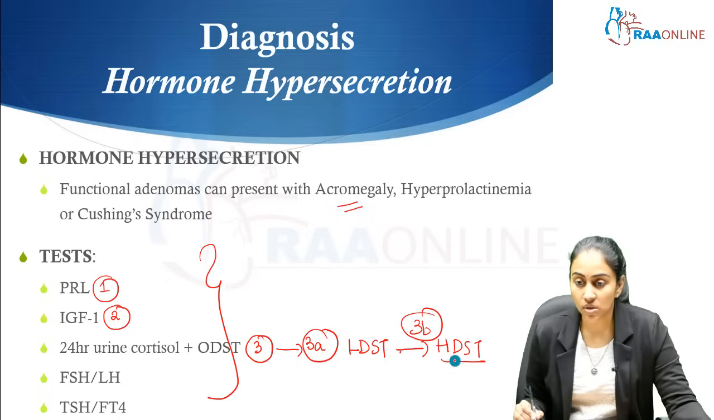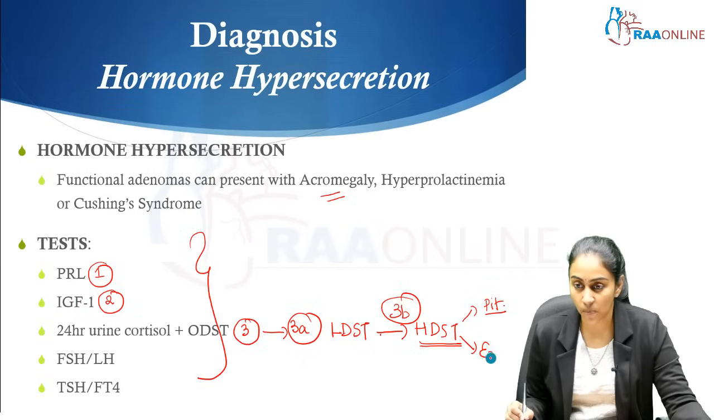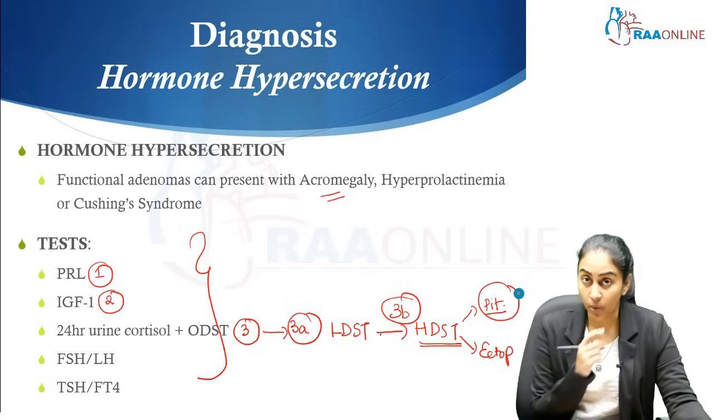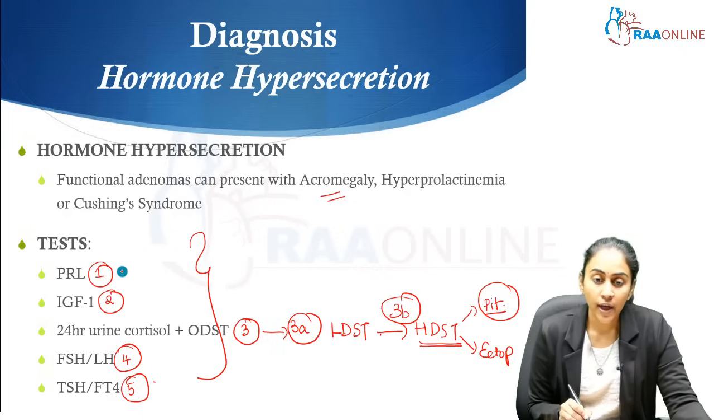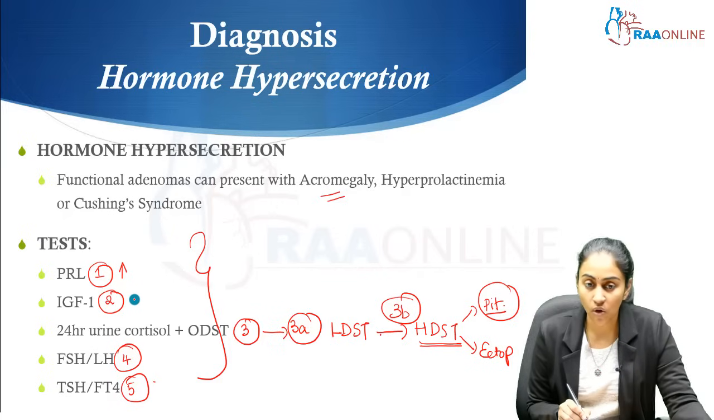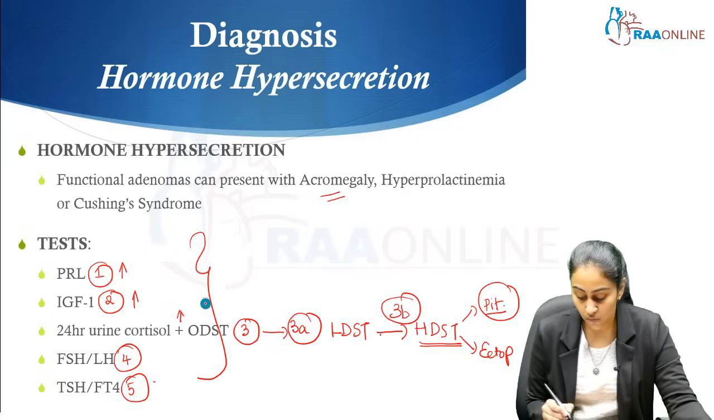And only from the high-dose dexamethasone suppression test will you know whether it is a pituitary Cushing's or whether it is ectopic ACTH. Pituitary Cushing's is called Cushing's disease. Now, and then you do a FSH, LH and a TSH and a free T4. So, in case of prolactin secreting tumors, the prolactin is going to be elevated. In case of growth hormone secreting tumors with patients presenting with acromegaly, IGF-1 is going to be elevated. In case of a pituitary Cushing's disease, 24-hour urine cortisol, overnight dexamethasone suppression test, all will be high.